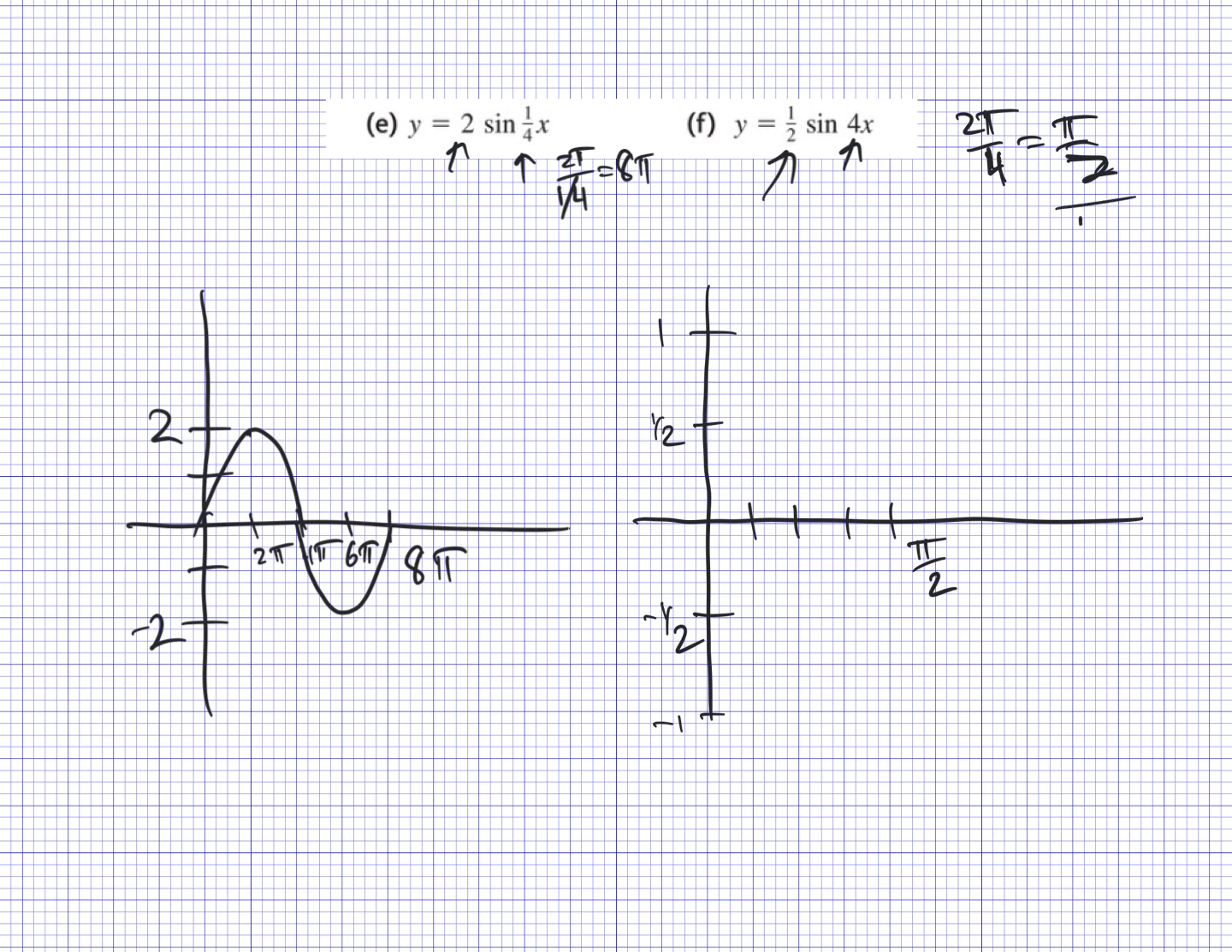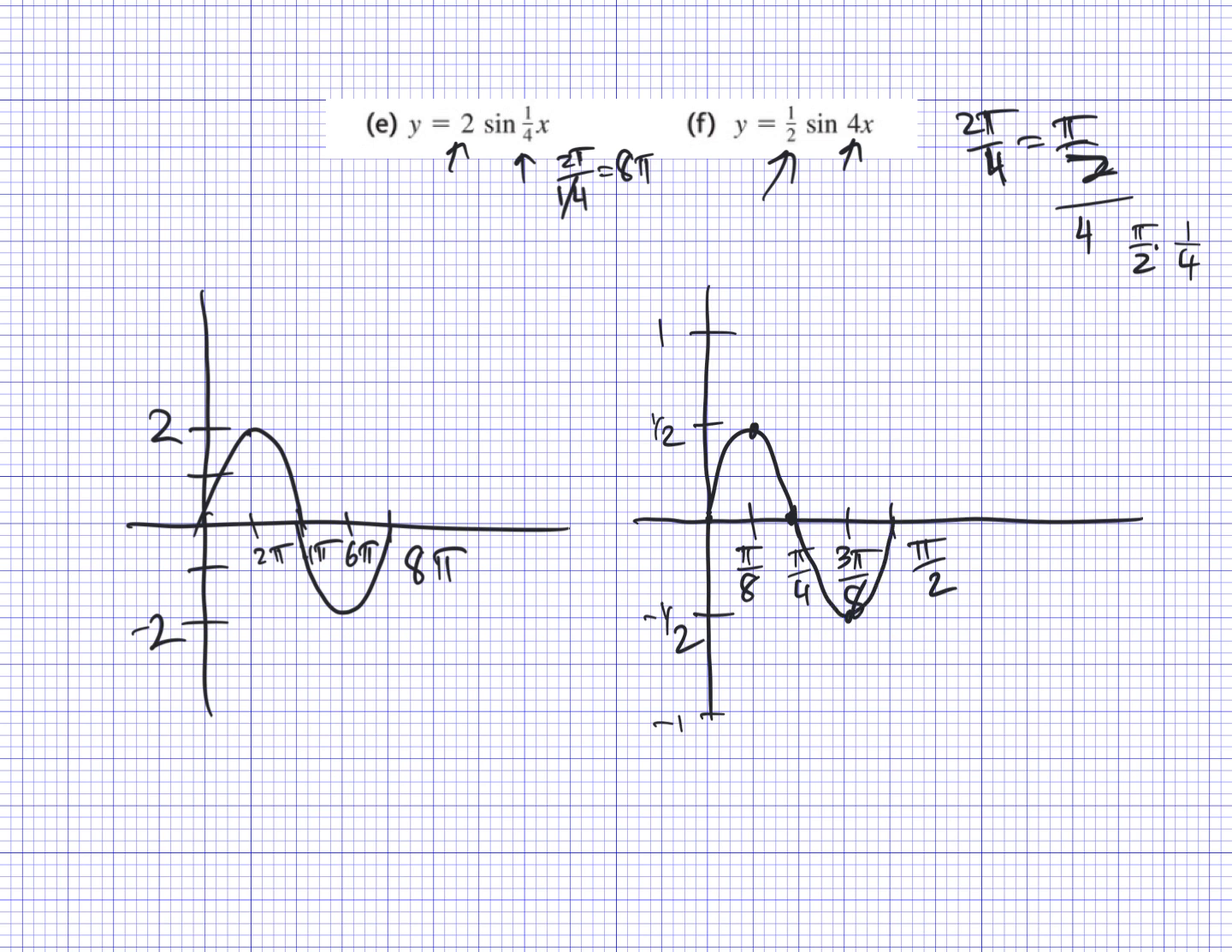So now we have to divide this by 4 to get what each of these increments are. So you're taking pi over 2 times the reciprocal of 4. Each of these is pi over 8. So this is 2 pi over 8, which is pi over 4. 3 pi over 8. 4 pi over 8 is pi over 2. And now you just make your marks again.